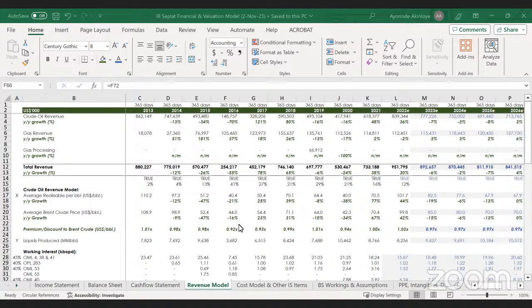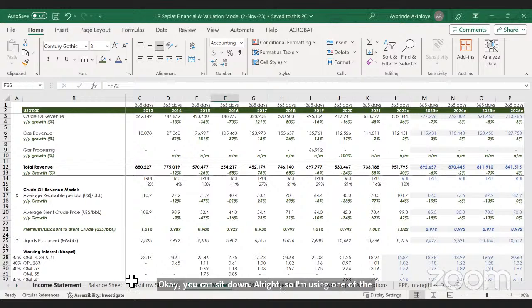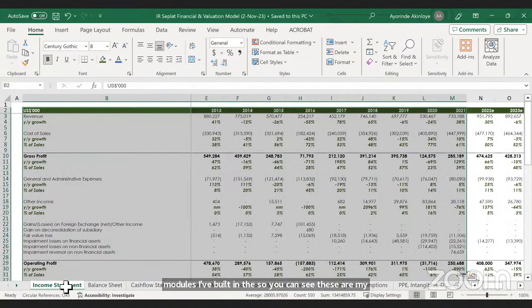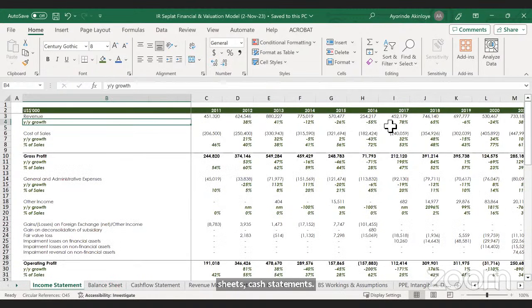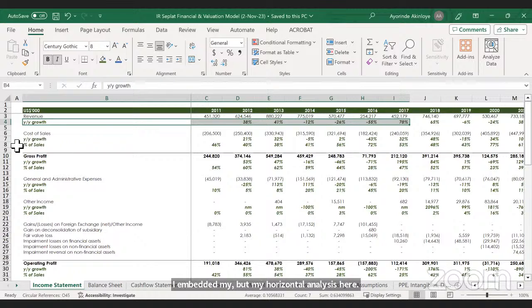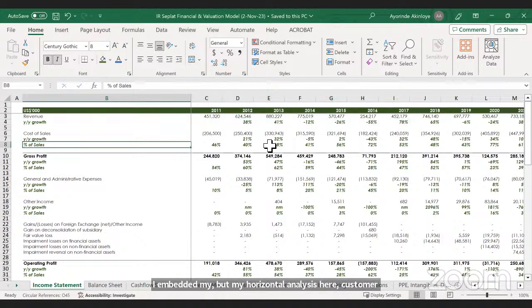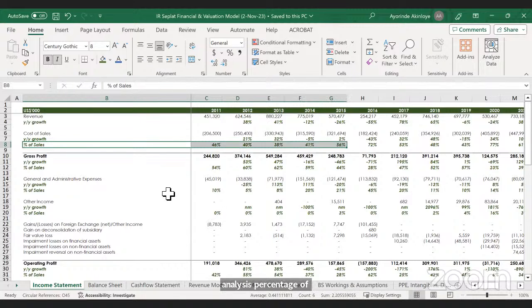All right. So I'm using one of the models I've built in the past. So you can see these are my historicals: income statement, balance sheets, cash flow statements. I embedded my horizontal analysis here. Then this is my vertical analysis, percentage of sales. So this is what I was trying to show you about.